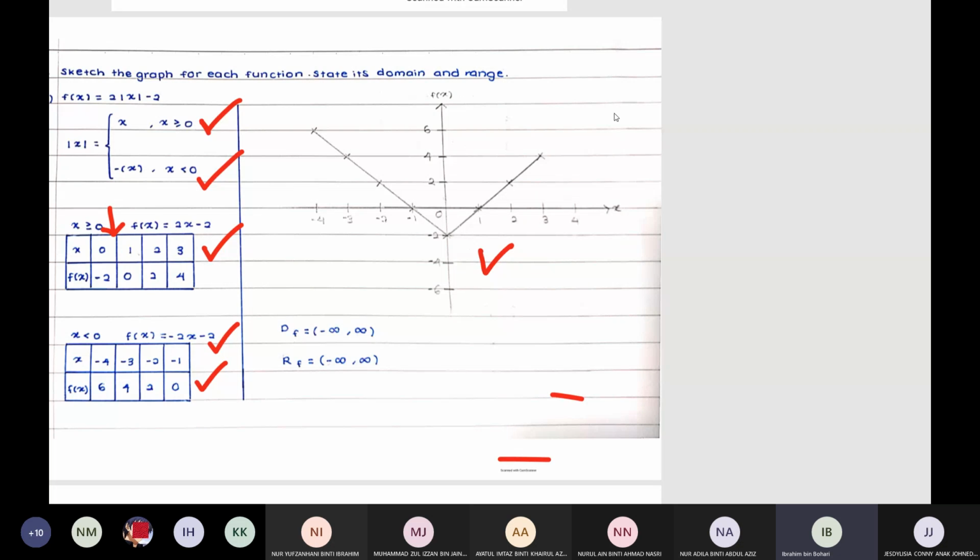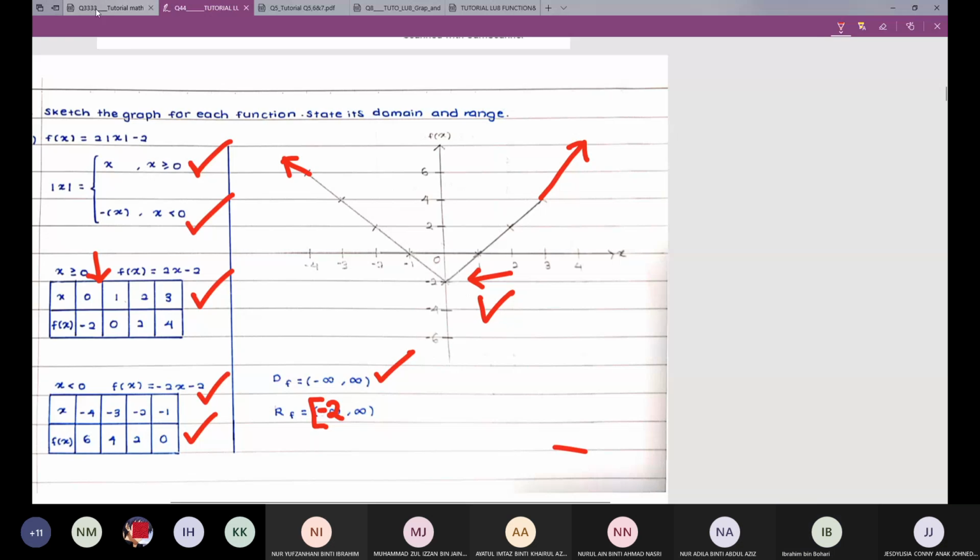And you plot all the points and sketch the graph of the absolute value function. Ini lukiskan. Okay, and you check the final answer. Domain here is all the real numbers, negative to the positive infinity. And the range of the function, ini perbetulkan. So the value of y here equals negative 2 to the positive infinity. Okay, question A.